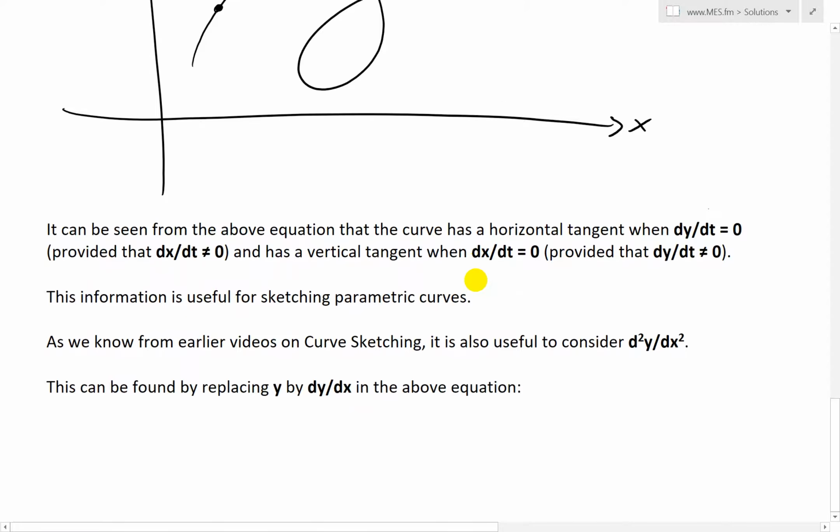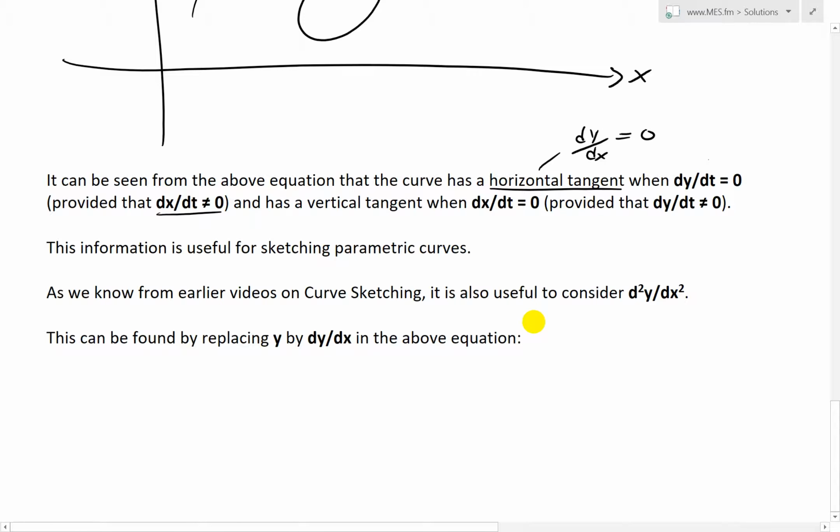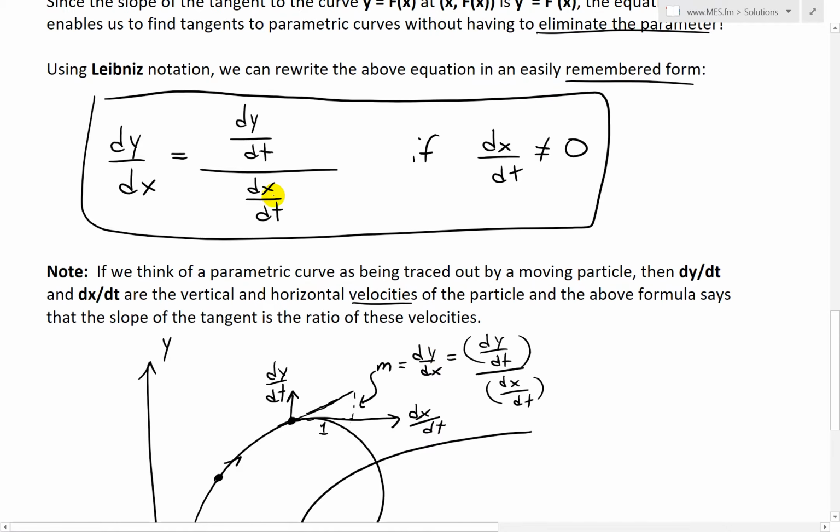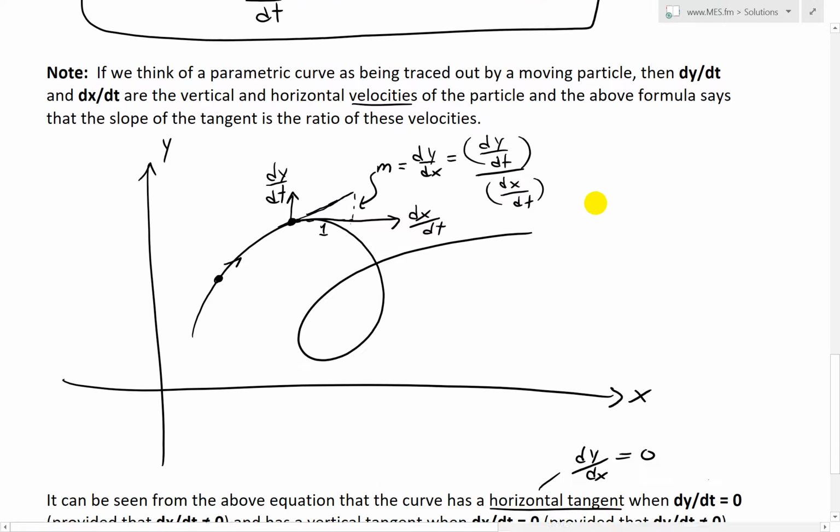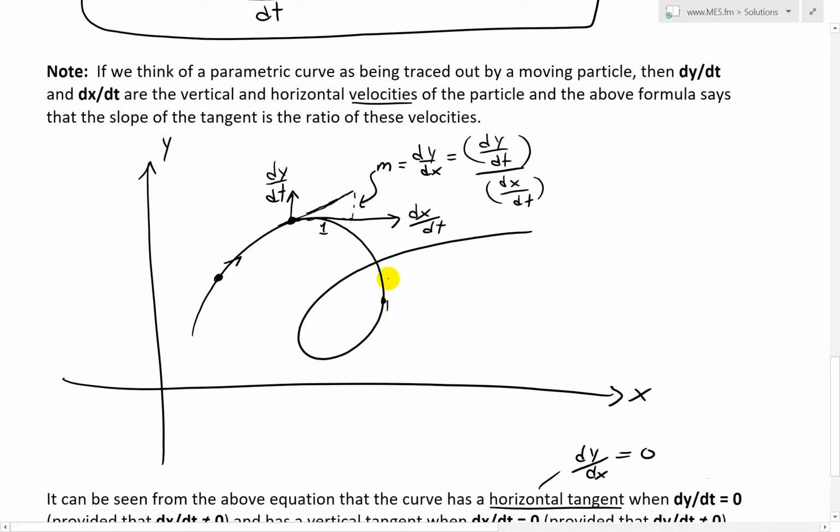So basically, horizontal tangent: dy over dx is 0, just a horizontal line, provided that dx over dt is not 0 as well, otherwise you have an undefined derivative, and we'll need to use limits, etc. to do that. And also it has a vertical tangent when dx over dt is 0. So for example, if the bottom one's 0, this means we have an infinite slope, which is going vertically up like this.